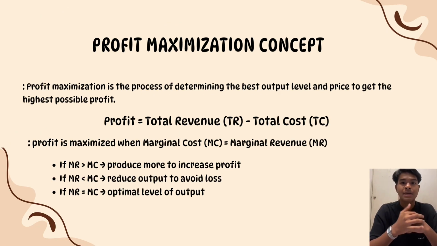Next, the profit maximization concept. Profit maximization is the process of determining the best output level and price to get the highest possible profit. Profit equals revenue minus total cost. And next, profit maximization where marginal cost equals marginal revenue. As you can see in the formula, produce more to increase profit and reduce output to avoid loss. And lastly, the optimal level of output.